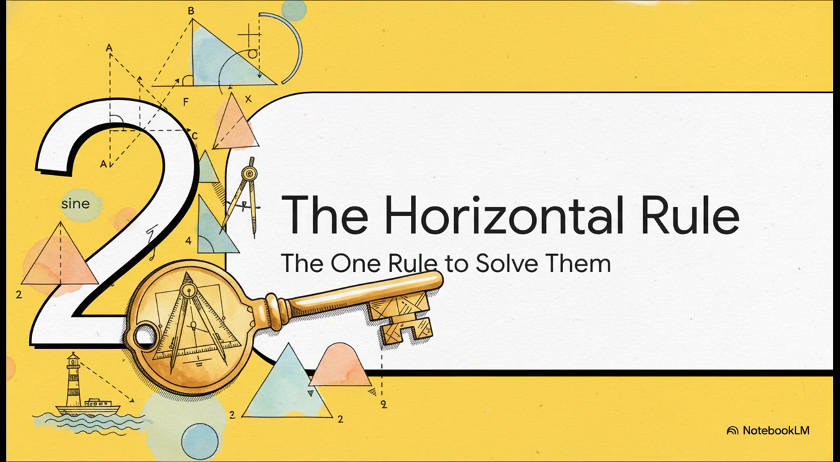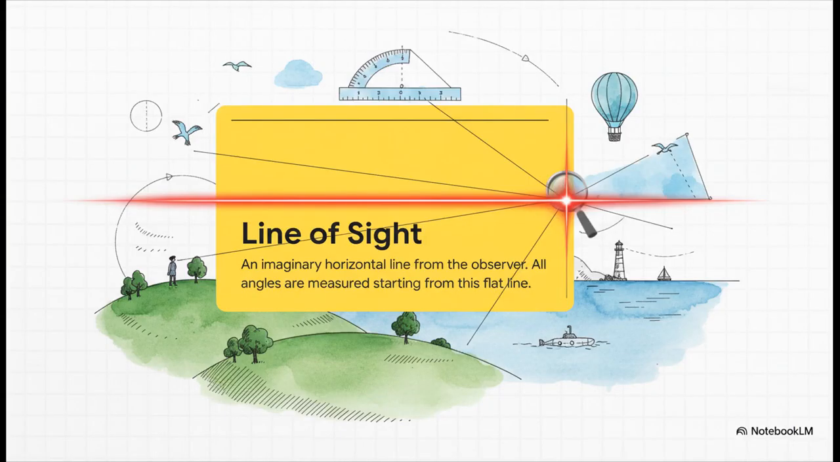Okay, so how do we do it? How do we make that translation? Well, it all comes down to one fundamental idea. Seriously, if you can master this one single rule, you will have the master key to unlock every single one of these problems. And this is it, the horizontal rule.